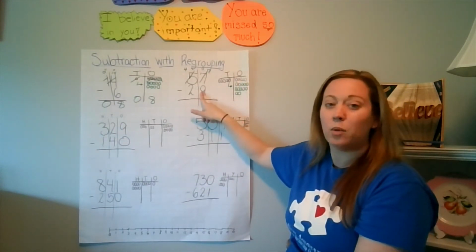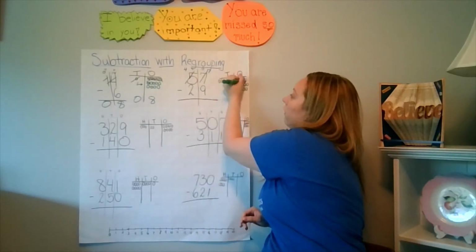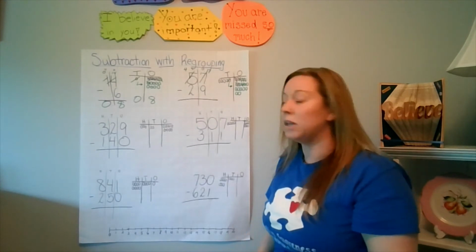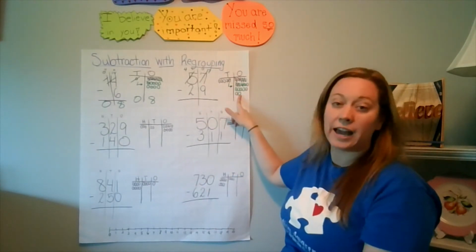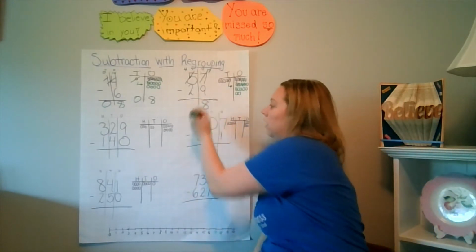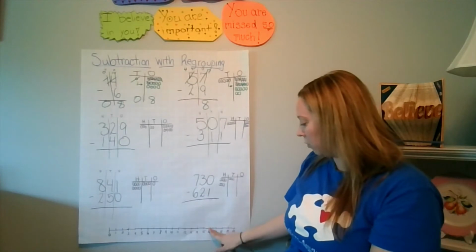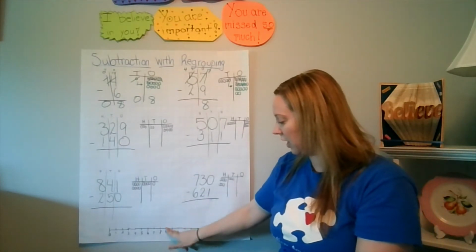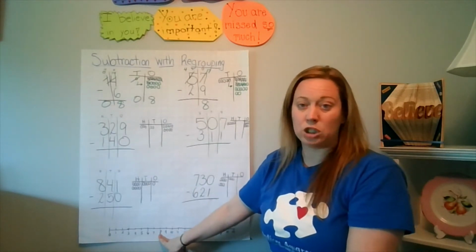I have to take 9 away or cross off 9 of them. So 1, 2, 3, 4, 5, 6, 7, 8, 9. Crossed off 9, I have to see how many I have left over. 1, 2, 3, 4, 5, 6, 7, 8. Okay? If you want to double check it, start at 17, hop back 9. 1, 2, 3, 4, 5, 6, 7, 8, 9. Landed on my 8, got the same, just to check.